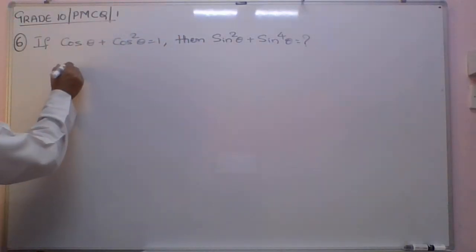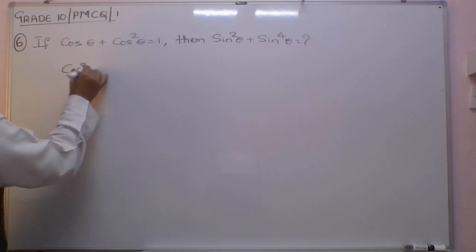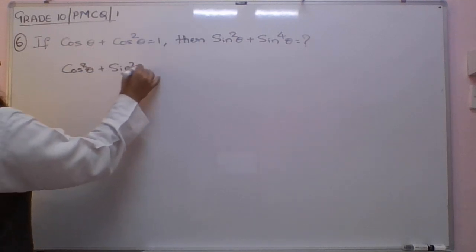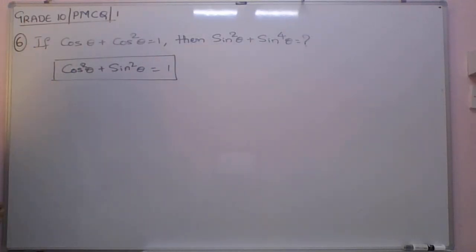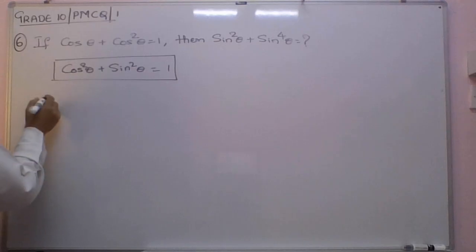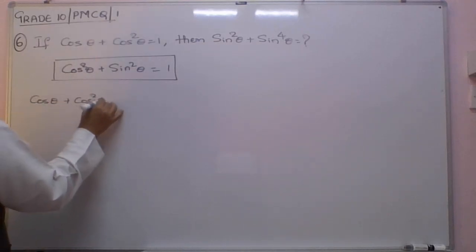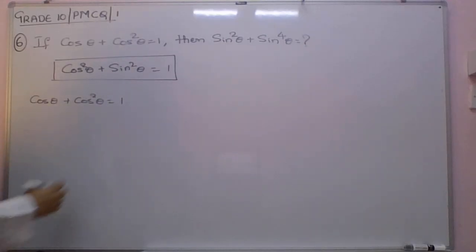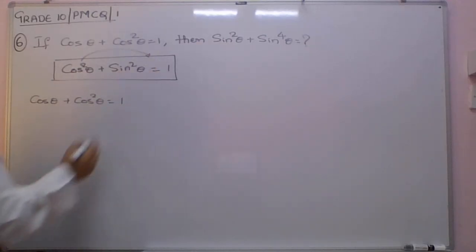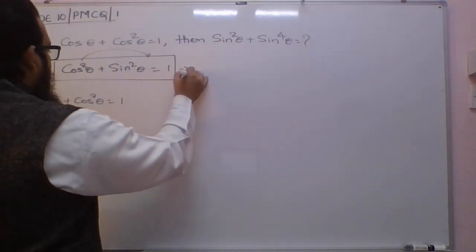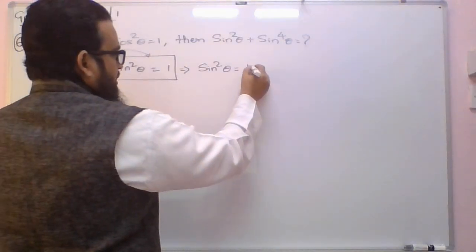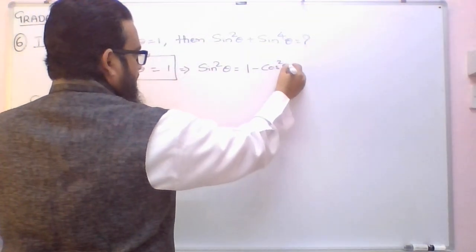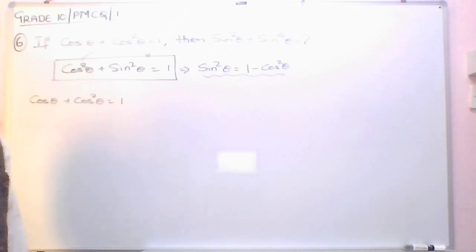So, the first identity is cos square theta plus sine square theta equals 1. Is it right? So, from the given statement, cos theta plus cos square theta equals 1, and now if I transpose cos square theta to other side, what happens here? That implies left hand side you will have sine square theta equals 1 minus cos square theta. Is it right? So this is what we got from identity.